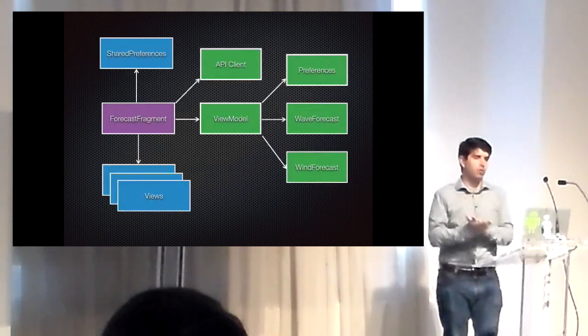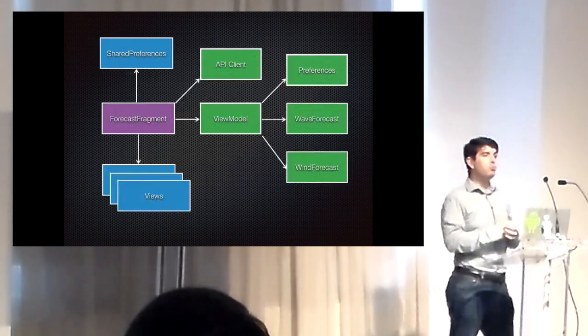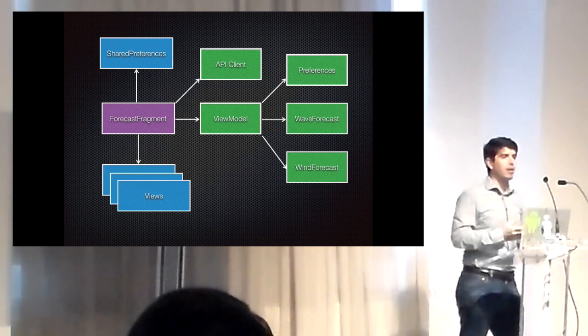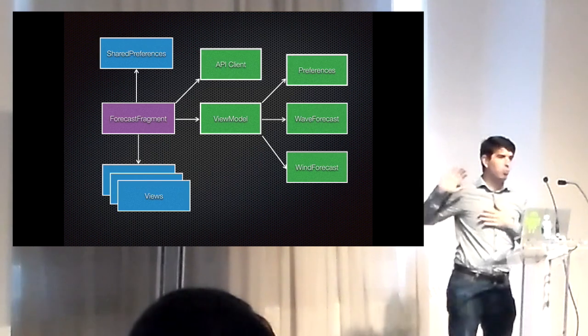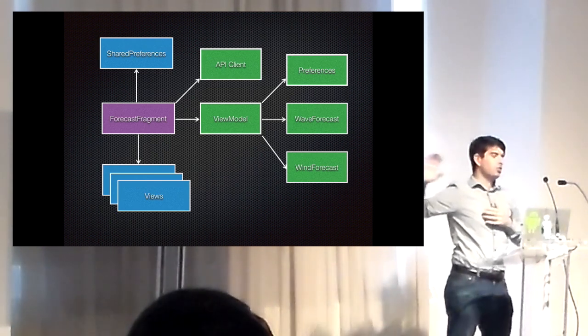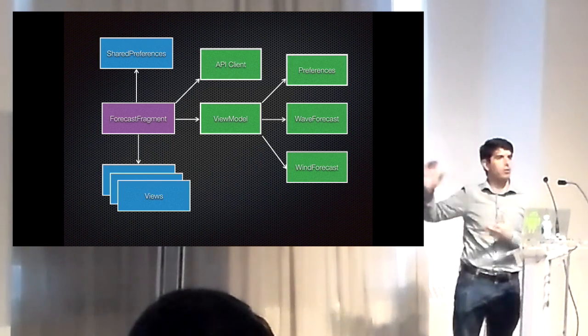So what does your architecture start looking like if you use view models? The view model is aware of all the different models, but your fragment really isn't. You've pushed Android back to arm's length. You're literally pushing Android off the screen here so that all it is is the setup around your view model.